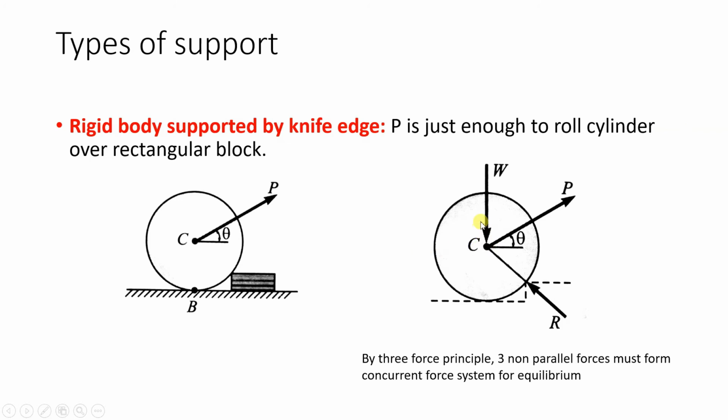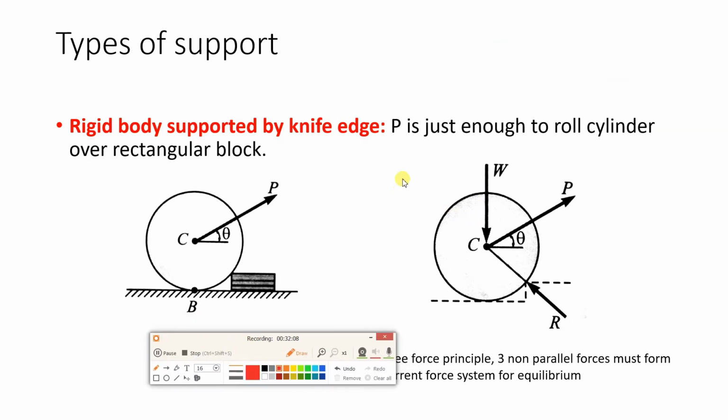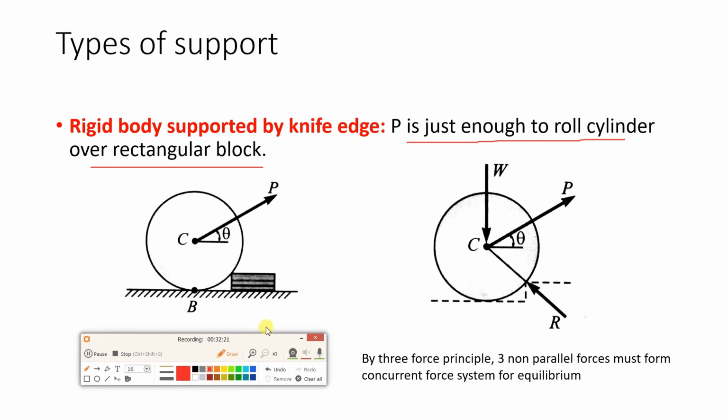To answer this, you should understand two things. First thing is what is asked over here: P is just enough to roll the cylinder over the rectangular block, meaning this body is in equilibrium, basically, that is given. And second thing is, we have three forces. One force is weight, which is acting along CG. Second is the reaction at the knife edge, and third is this pull force P. Now all the three forces are acting at point C, so they are concurrent.